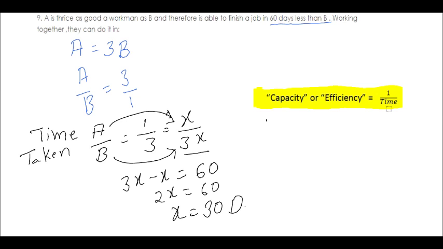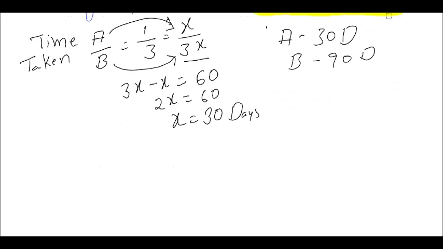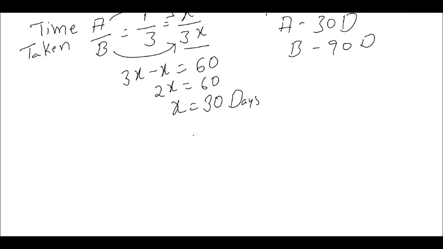So x is equal to 30 days. Here A can complete the work in 30 days and B can complete the work in 3 into 30, so 90 days. We can use any formula, or we can use the method which we are using. The LCM of 30 and 90 is 90. A's efficiency is 3 and B's efficiency is 1: 90 by 30 is 3, 90 by 90 is 1.